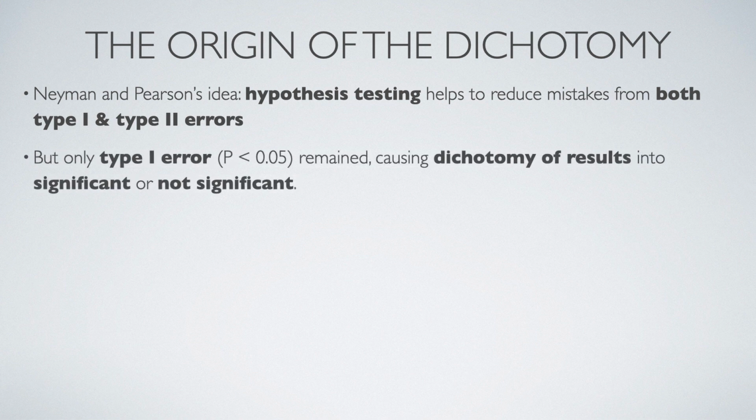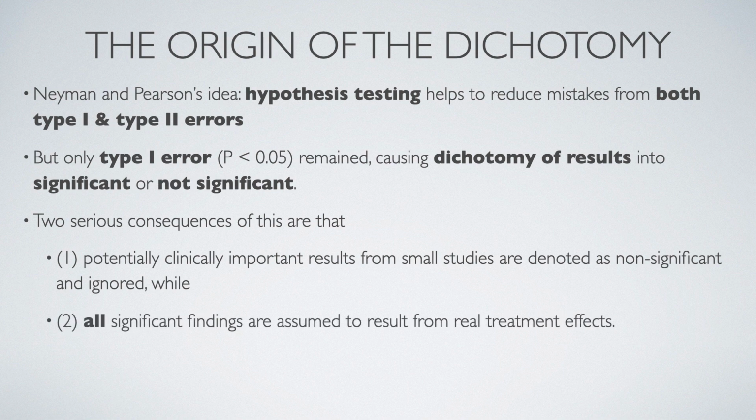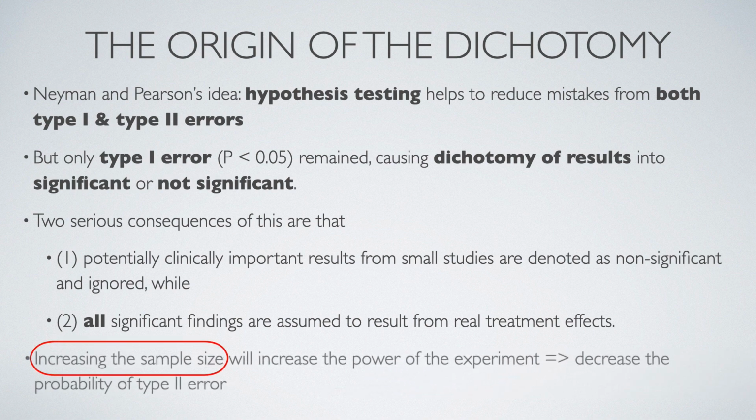However, only the easy part of their approach, that the null hypothesis can be rejected if the p-value is below 0.05, has been widely adopted and stuck in the medical research, causing the current dichotomy of results into significant and not significant. Two serious consequences of this are that potentially clinically important differences observed in small studies are denoted as not significant and ignored, while all significant findings are assumed to result from real treatment effects. Well, how do we deal with type 2 errors? Increasing the sample size will increase the power of the experiment and therefore it decreases the probability of type 2 error.